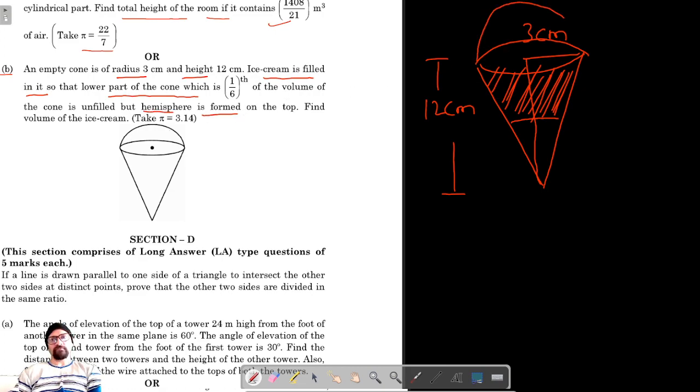So okay, this is the ice cream. So this is where the ice cream is. So the lower part of the cone, this part, it remains unfilled. And ice cream is just only in the hemisphere and the upper part of the cone, and we have to find the volume of the ice cream.